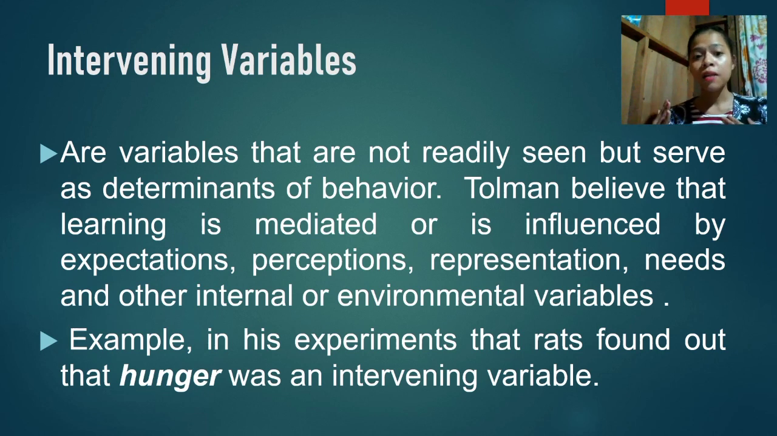Tolman believed that learning is mediated or influenced by expectation, perceptions, representation, and needs, and other internal or environmental variables. For example, in his experiments, rats found that hunger was an intervening variable. Why is it that hunger was an intervening variable? Does anyone know? Do you have any idea? It is because an intervening variable links a stimulus and response and relates them to each other. In the running rats example, hunger is an intervening variable because it changes the rat's behavior. So that's why it's an intervening variable.